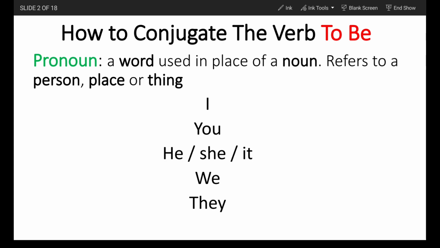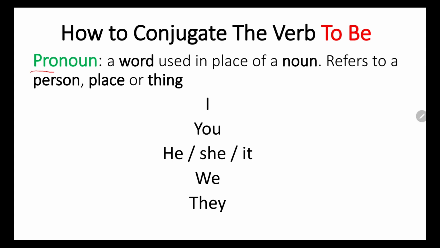How do you conjugate the verb to be? How do you use it in a sentence? To be able to use the verb to be, there is one thing you need to know at the very beginning. You need to know what a pronoun is, because you will need it to be able to use the verb to be in a sentence.